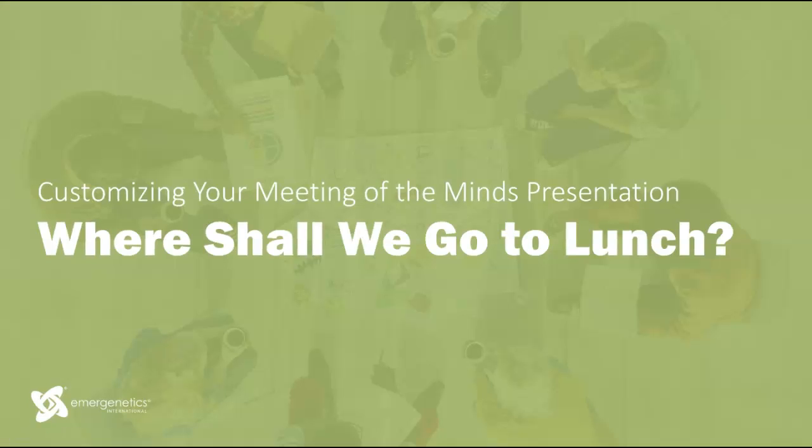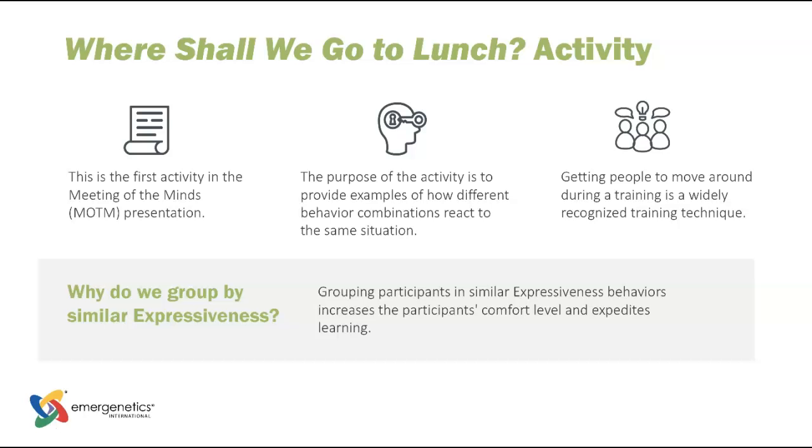This video describes how to group your participants for the Where Shall We Go to Lunch activity. The purpose of this activity is to provide examples of how different behavior combinations react to the same situation. This activity occurs early in the workshop and is the first time you invite participants to move.